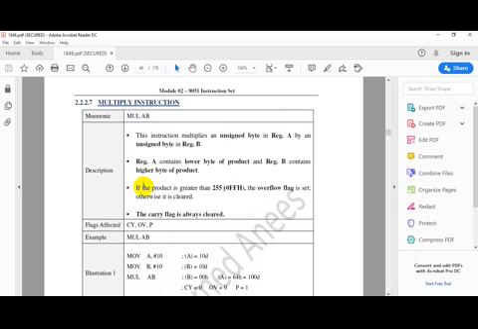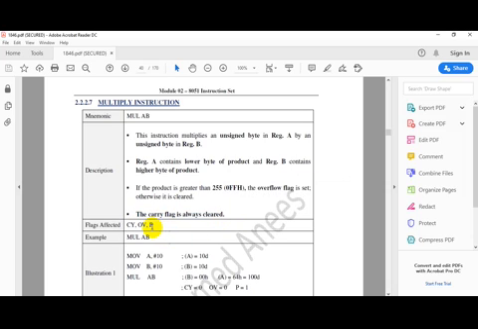Fine. And which are the flags affected? So you have to be careful here. If the product is greater than 255, that is FFH, then the overflow flag will be set. So if after the multiplication of two numbers the result is greater than 8 bits, your overflow flag will be set. Otherwise, it will be cleared. The carry flag is always cleared.